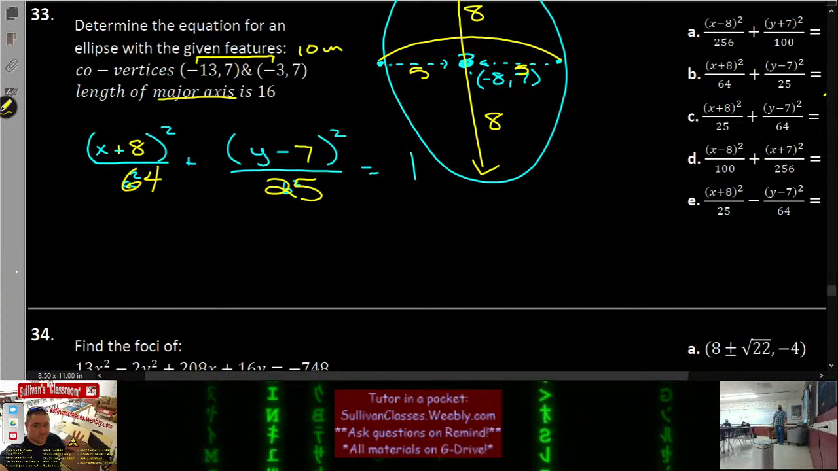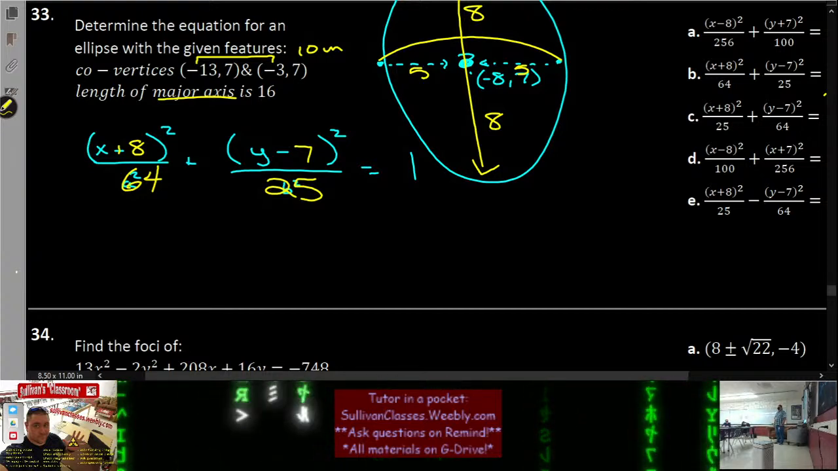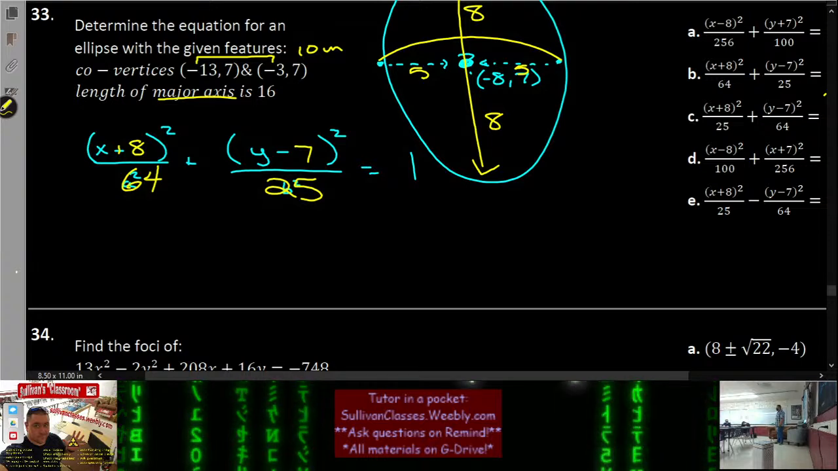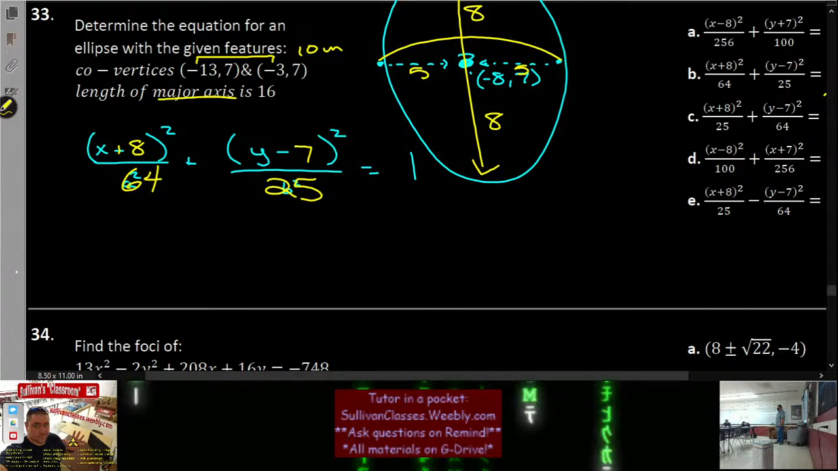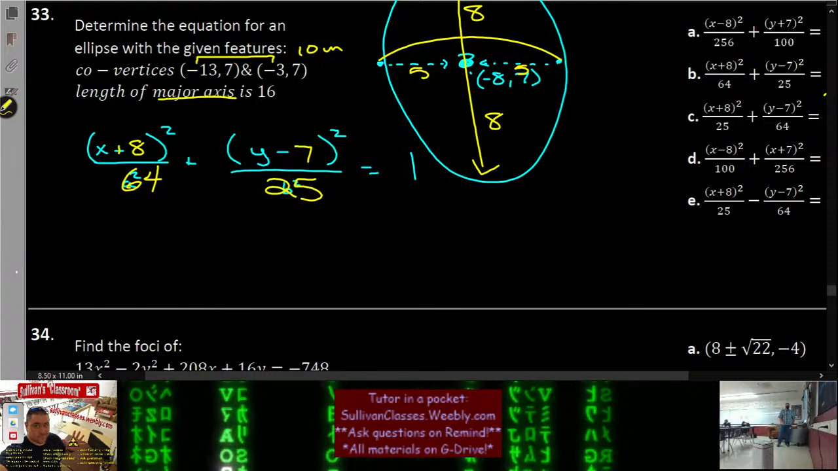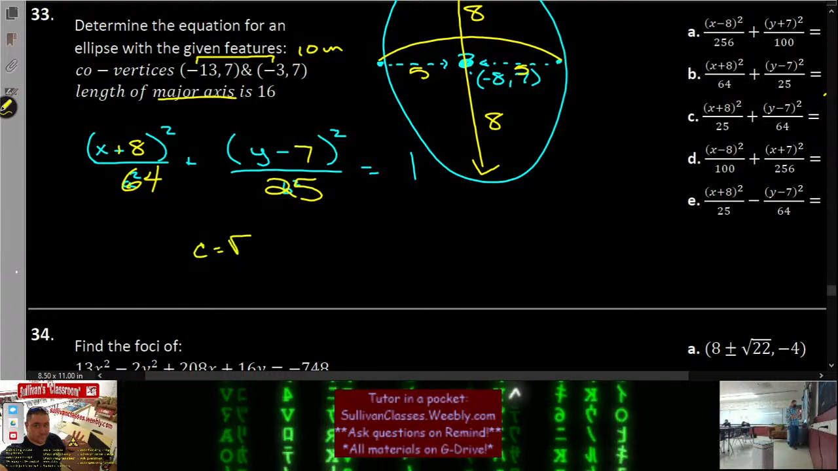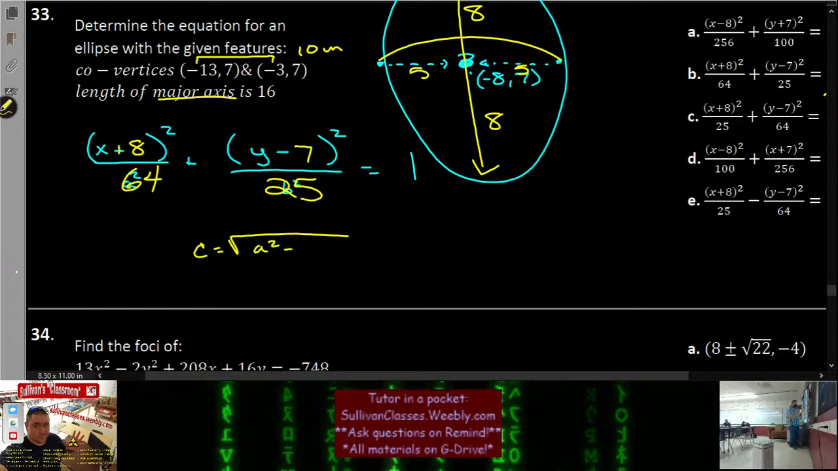What if that said, here's the length of the minor axis and here's the foci? What do foci get me? C. Remember that in an ellipse, C is the square root of A squared minus B squared.